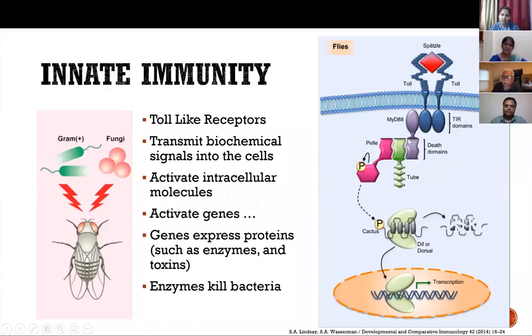And then these transmit biochemical signals into the cell, which then activate genes such as enzymes and toxins. And these enzymes and toxins kill the bacteria in the Drosophila, or this fly. And this is how the fly has an immune system.